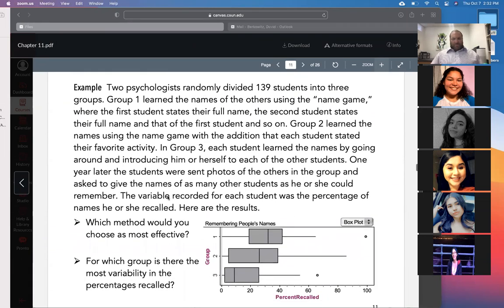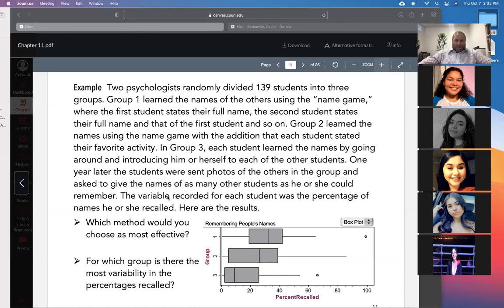Okay, so example. 2 psychologists randomly divided 139 students into 3 groups. Group 1 learned the names of the others using the name game, where the first student states their full name. The second student states their full name and that of the first student, and so on. I would really hope to go first in that example. Group 2 learned the names using the name game with the addition that each student stated their favorite activity. Mine would not be playing the name game. In group 3, each student learned the names by going around and introducing him or herself to each of the other students.